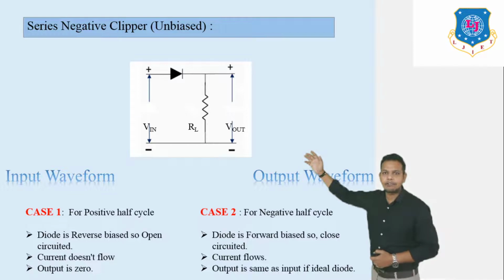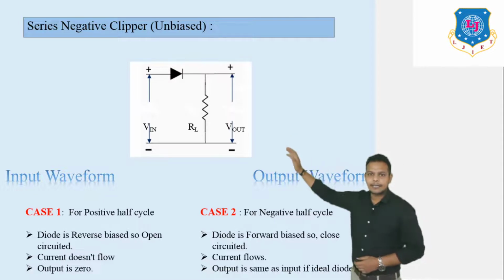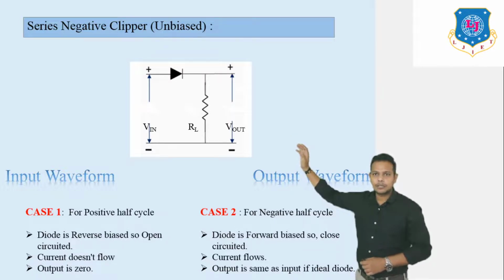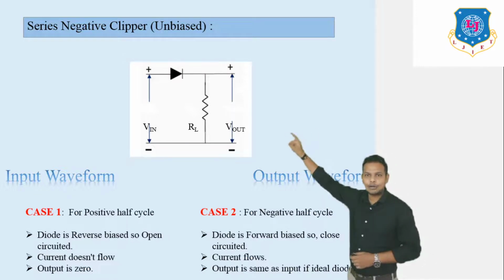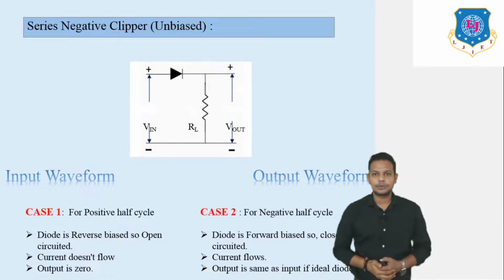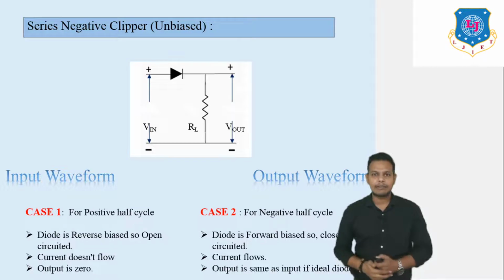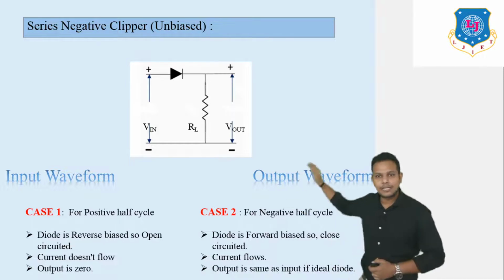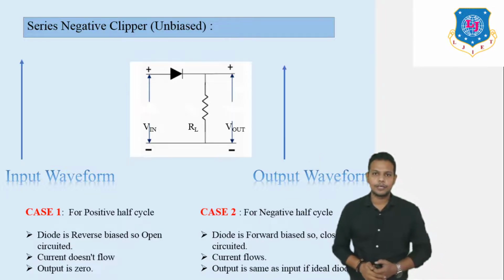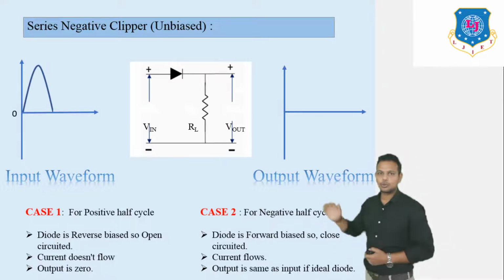Next, the series negative clipper, the unbiased series negative clipper. So here we can see the circuit diagram is a little bit changed compared to the previous one because the diode's direction is different. So here we are going to discuss two cases as we discussed earlier. Case number one for the positive half cycle and case number two for the negative half cycle. So in short, we have to apply the input waveform to this circuit diagram. So let's do it. First, we are going to enter the positive waveform, 0 to pi.